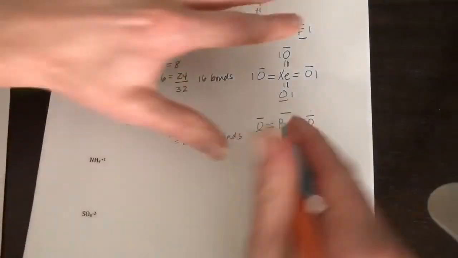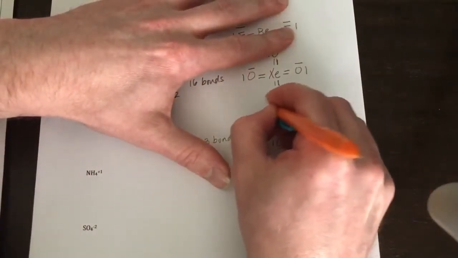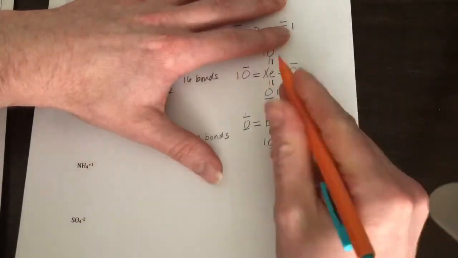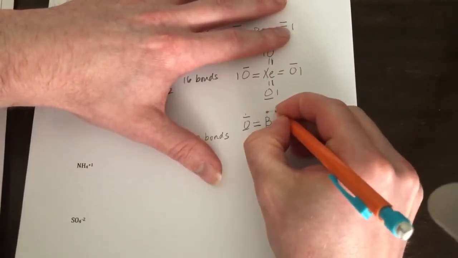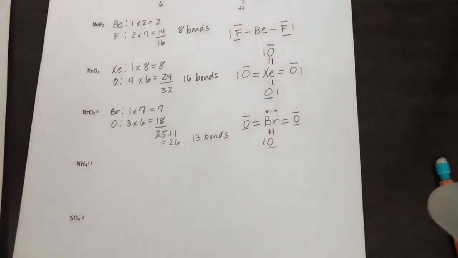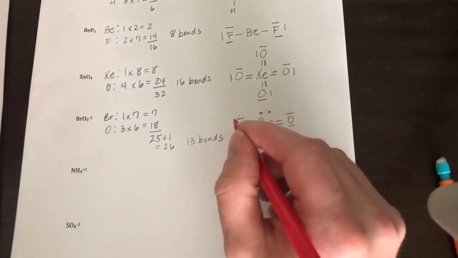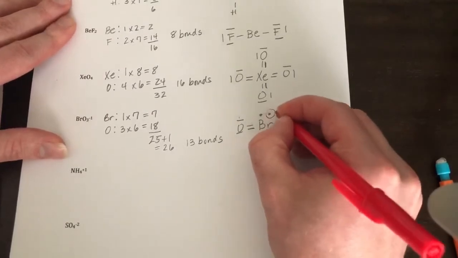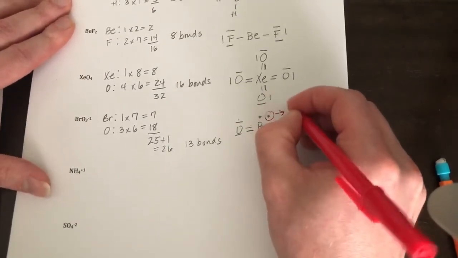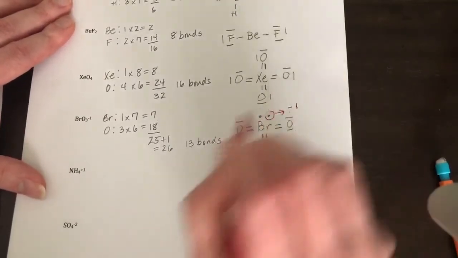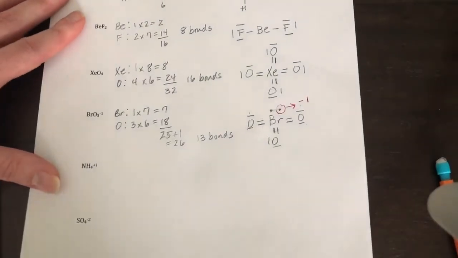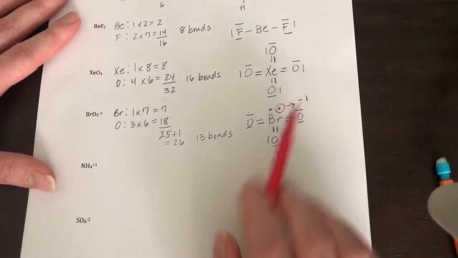Here, let me draw this a little bit better. Okay, it has 8 valence electrons. It should have 7 because it's in group 7. We gained this electron, so this is where the -1 charge comes from. That's where we get the -1 charge from.